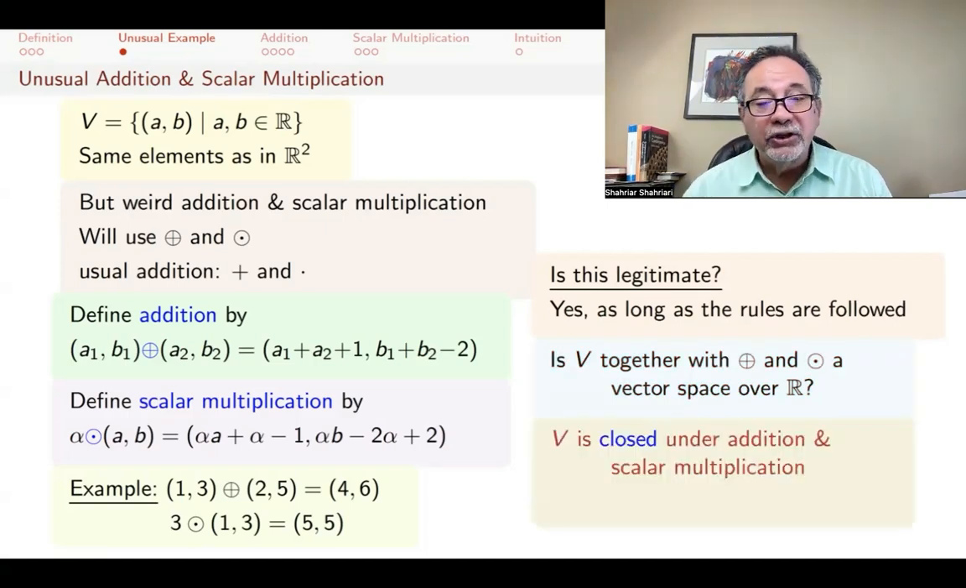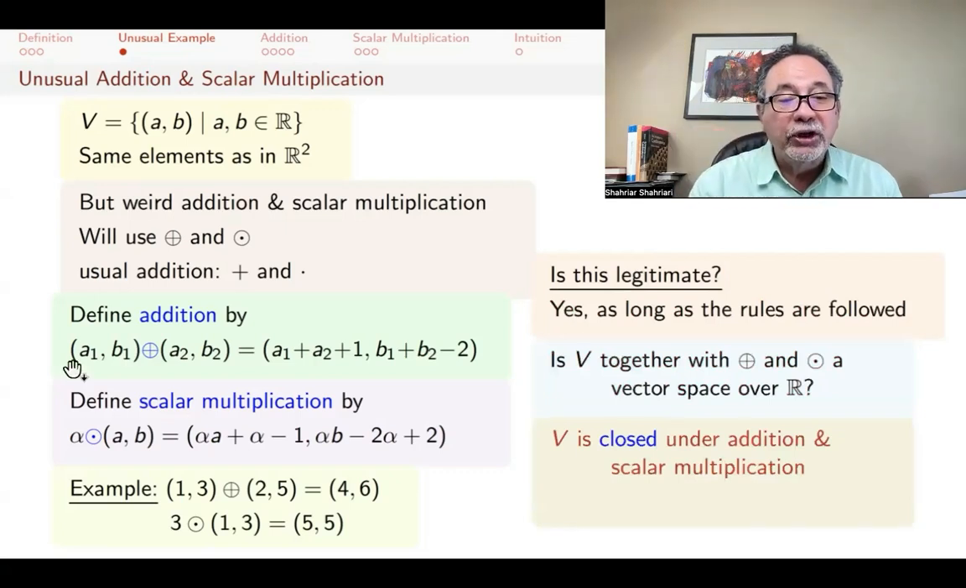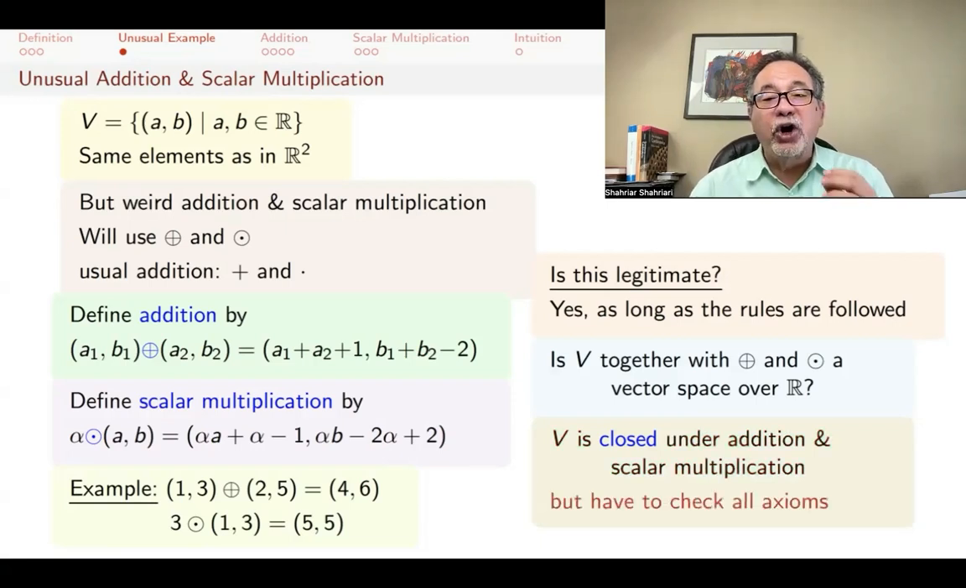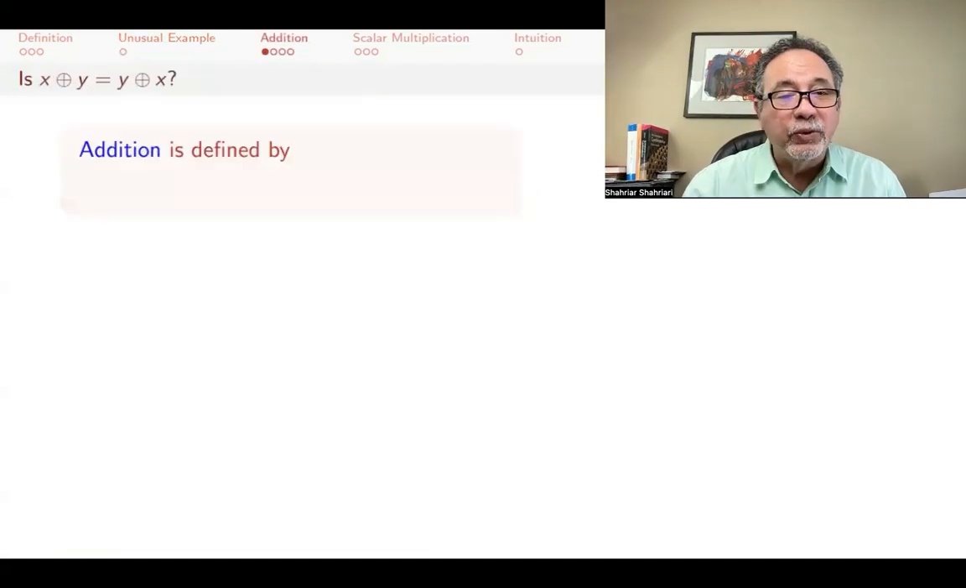So V is closed under addition and scalar multiplication. What that means is that if you take two elements and add them according to this rule, you get something in V, and when you multiply it by a scalar, you also get something in V, but it's not clear that the rules are followed. We have to check all those axioms of a vector space to make sure every one of them is satisfied, and that's what we're going to do.